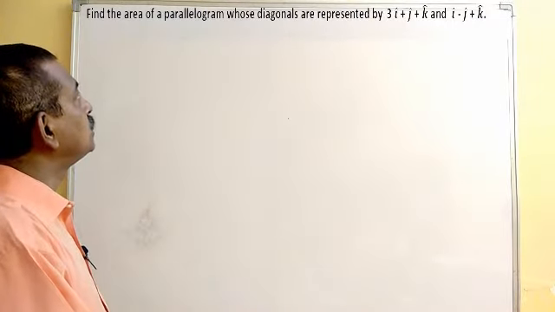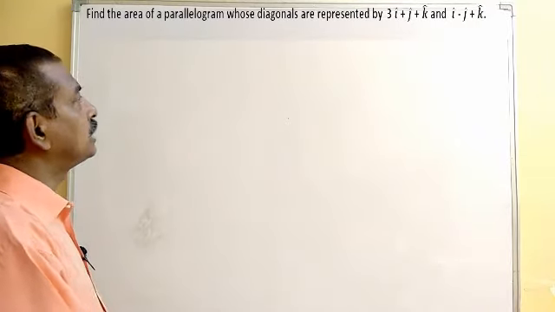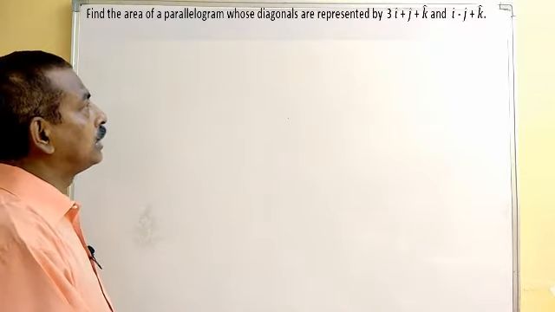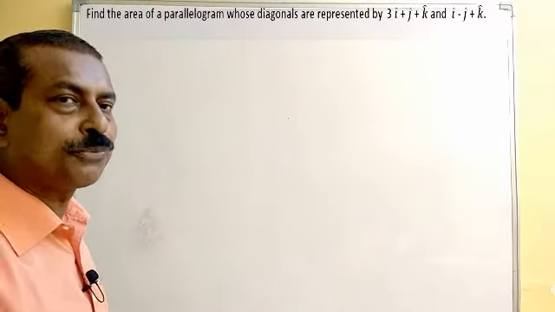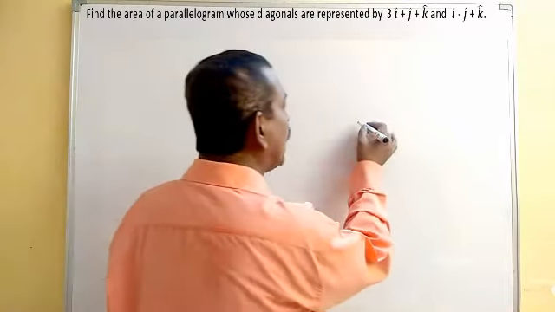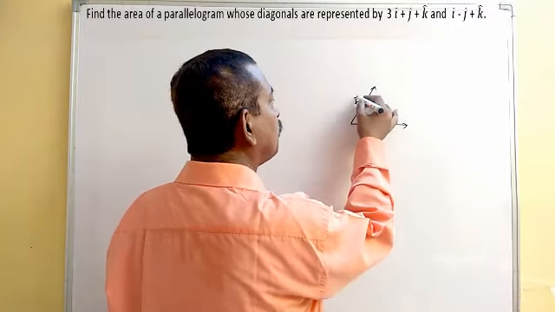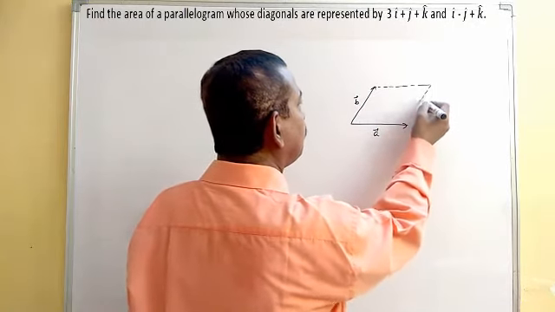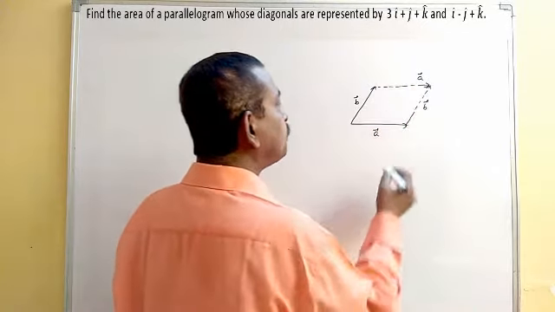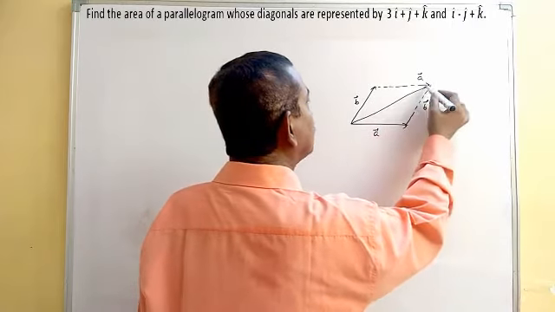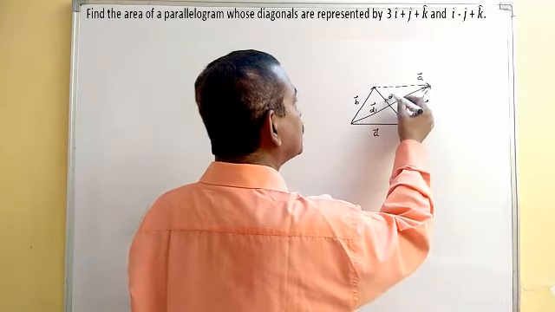Next, you have to find the area of the parallelogram whose diagonals are given as 3i plus j plus k and i plus j plus k vectors. So here the diagonals are given and you have to find the area of the parallelogram. Suppose you have the vector a here, and this is another vector b. If you complete the parallelogram, this is also vector b, and this is your vector a. One of the diagonals we can represent like this, suppose this is your d1, and this is your other one, d2.